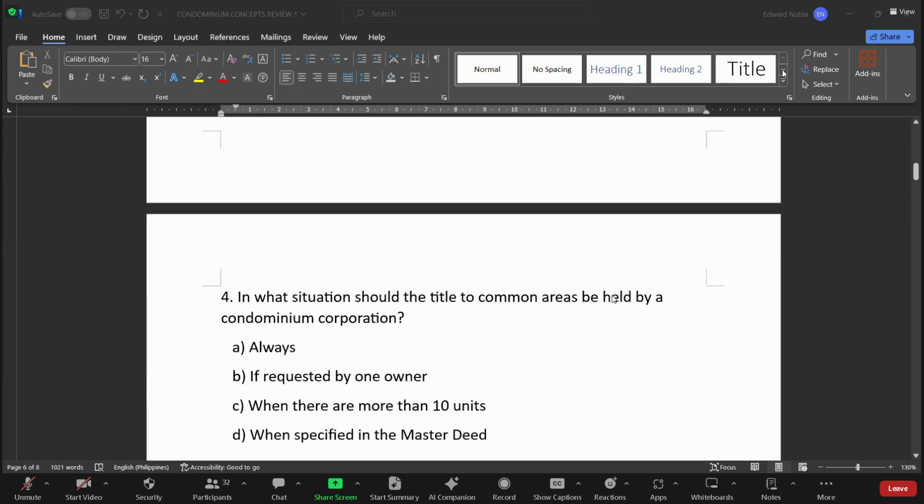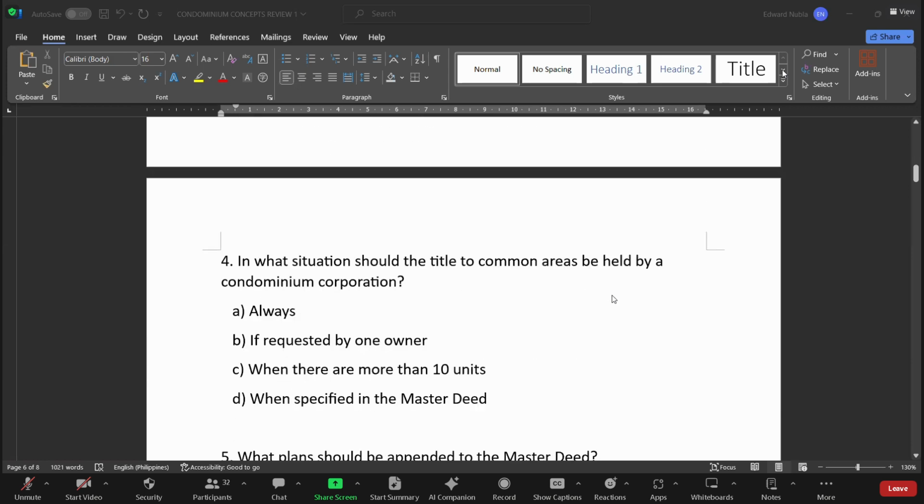Number four, Sir Philip. In what situation should the title to common areas be held by a condominium corporation? Sir, letter A. Okay, A is also correct. Yes, Sir Philip. Also D, when specified in the master deed. However, the master deed always specifies that the condominium corporation holds the title. So always, and when specified in the master deed. All right.